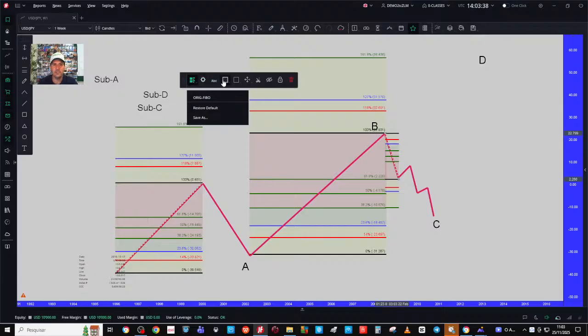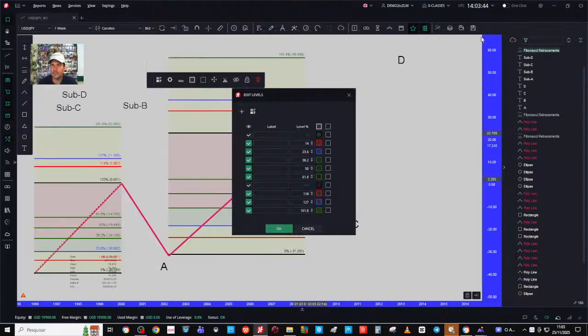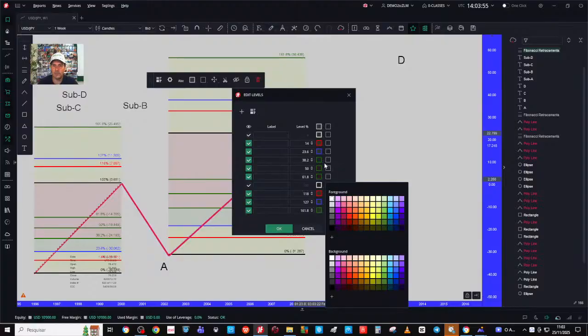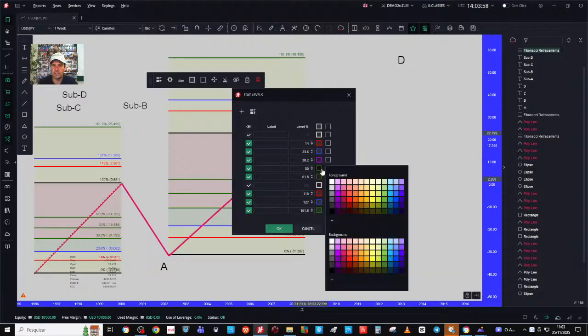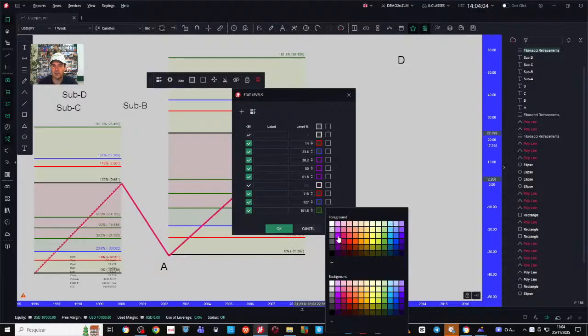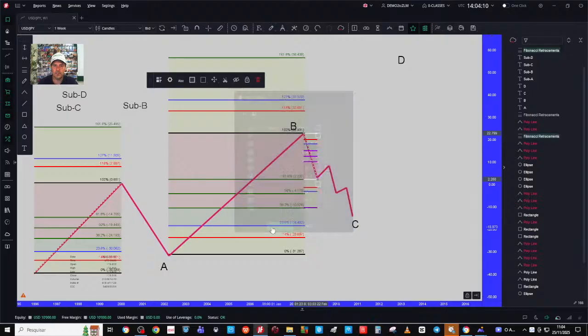Give me a second everybody, double click here. So I'm going to change colors. This is going to be white, this is going to be white, example. And this is going to be violet, and violet, and violet. Now I'm going to save this one as contrarian Fibonacci.